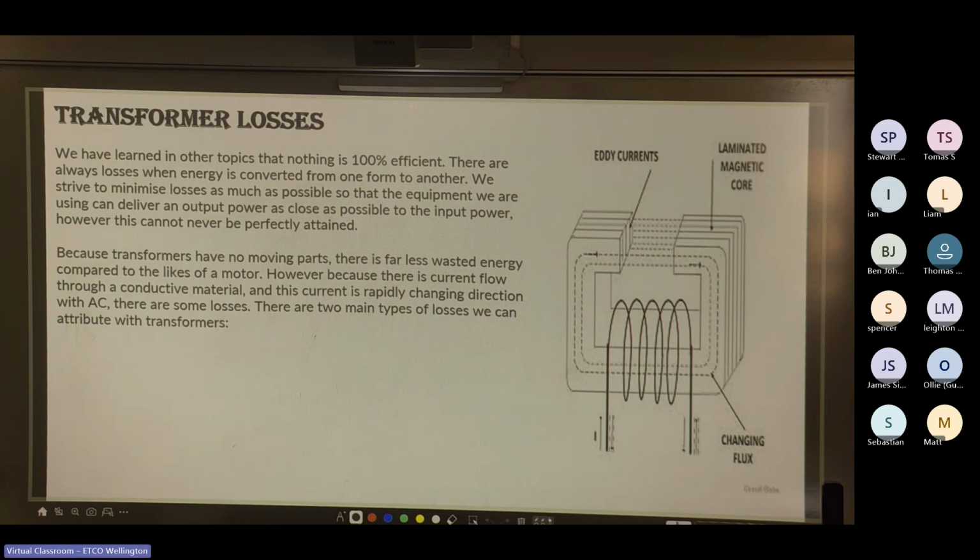Because transformers have no moving parts, there's far less wasted energy compared to something like a motor. However, because there's current flow through a conductive material and this current is rapidly changing direction with AC, there are some losses. So there are two main types of losses we attribute to transformers: iron losses and copper losses.